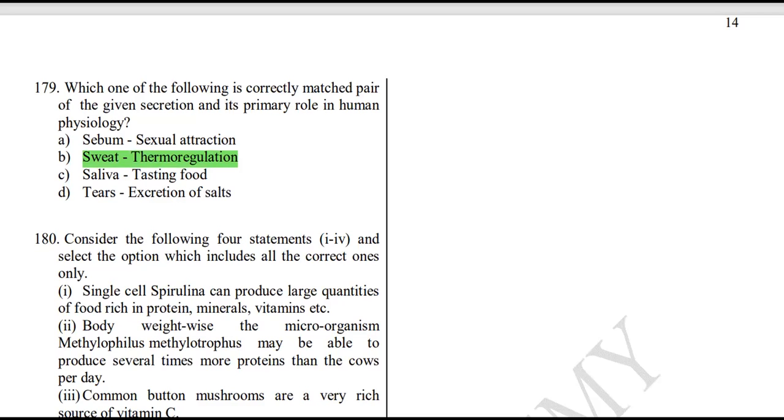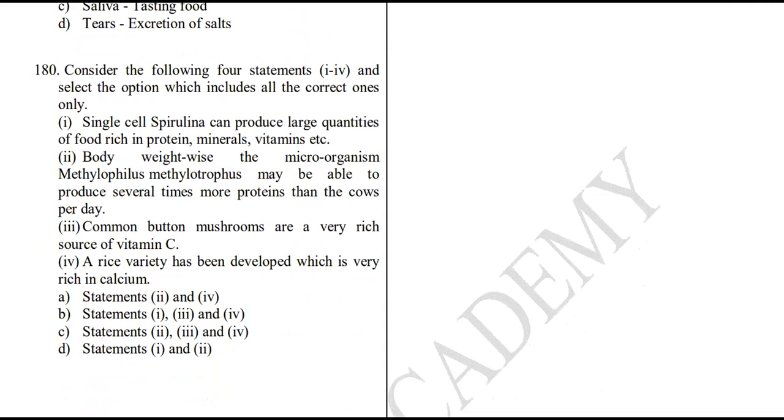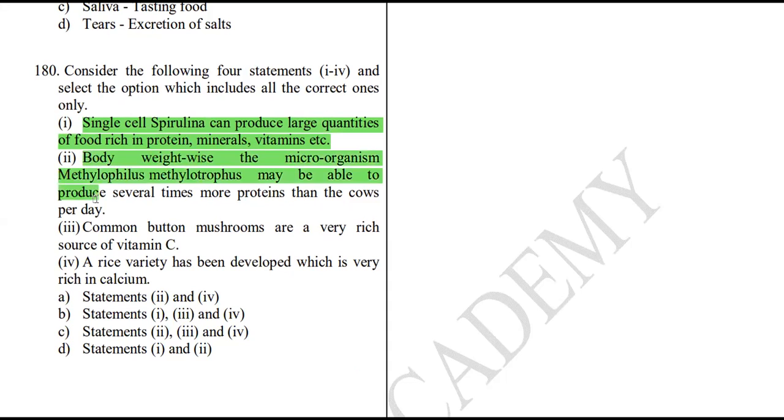Okay, the next question. Consider the following four statements and select the option which includes all the correct ones only. Yes, single cell protein Spirulina produces a large amount of protein. This is a correct statement. Body weight wise, the microorganism Methylophilus methylotrophus may be able to produce more protein than cows per day. Yes, it is also a correct statement.